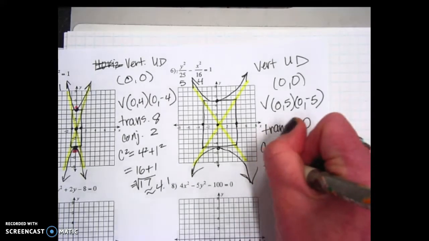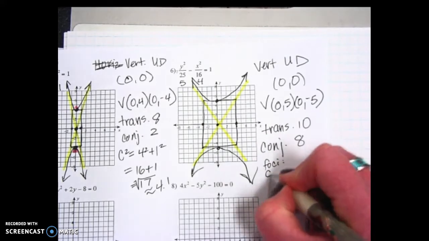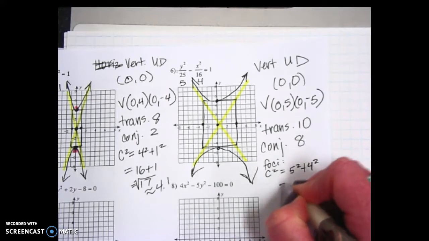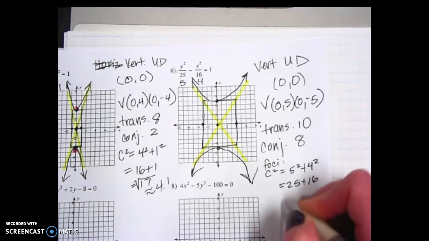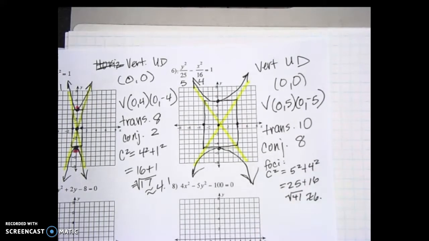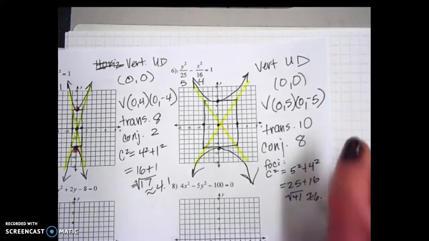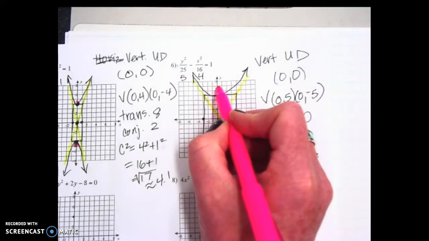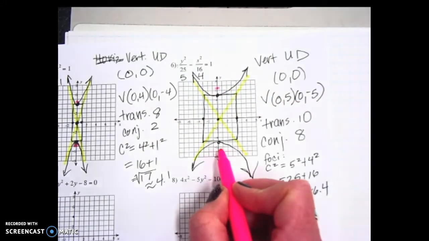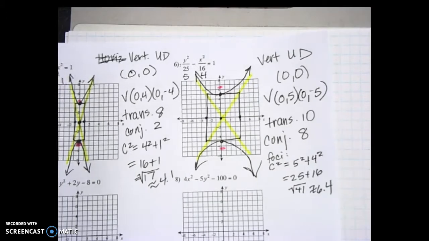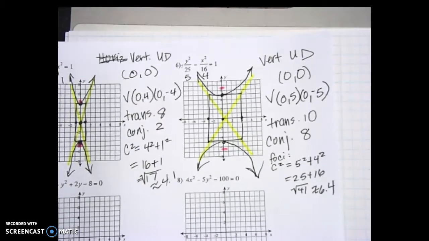we need our foci. So let's go c squared equals 5 squared plus 4 squared. So 25 plus 16, which is 41. Square root of 41 is 6 point something or other. Okay. Thank you, 6.4. So 6.4 is almost there, and 6.4 is almost there. Okay. Any questions on 6? So 5 and 6 are kind of like the front. They're not too different.